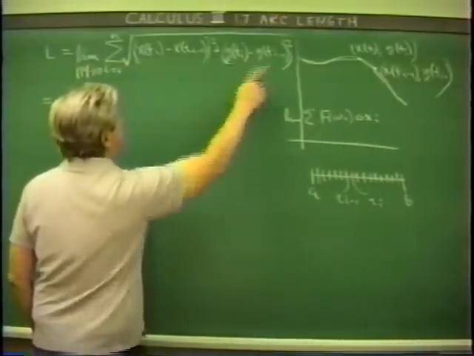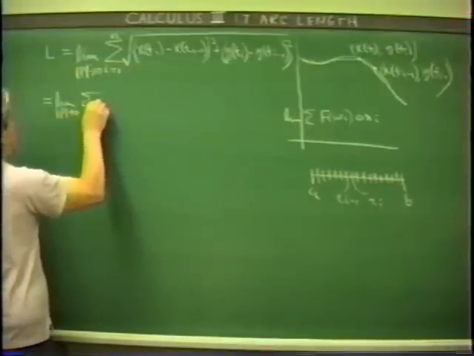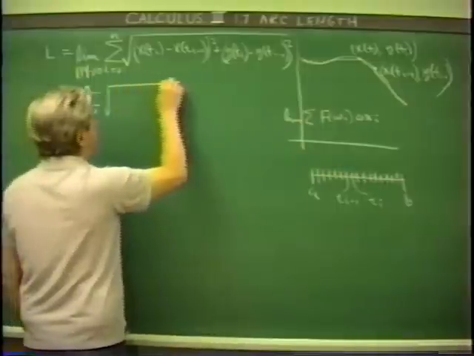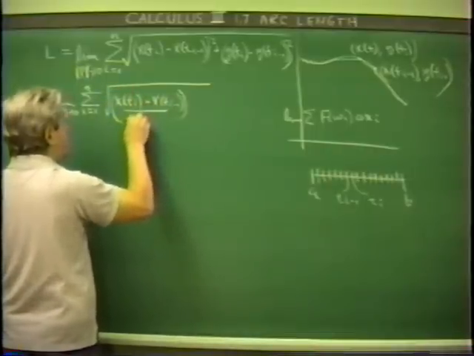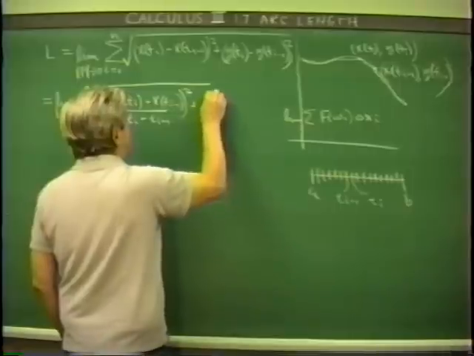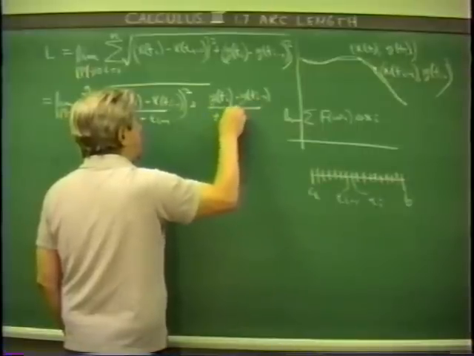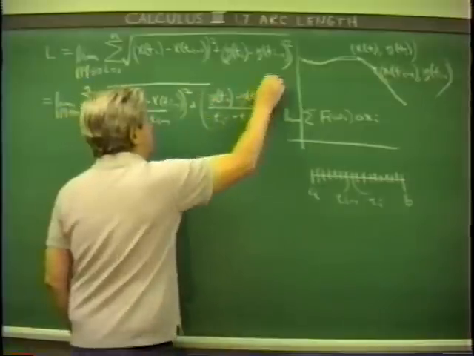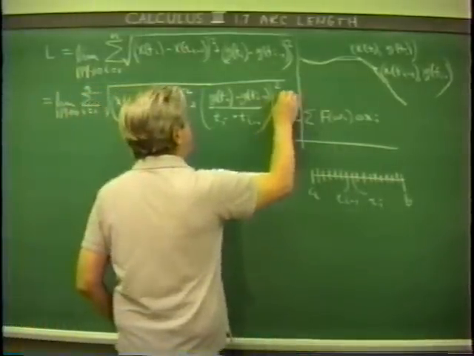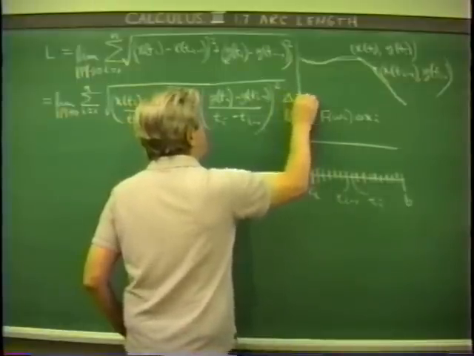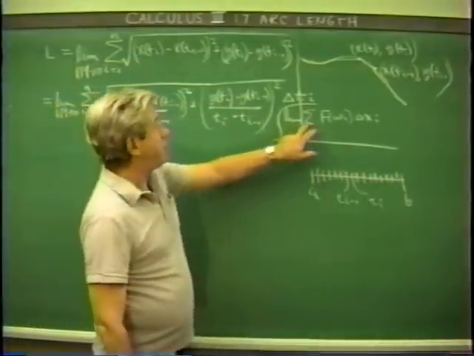If we take this and divide numerator and denominator, or divide this by ti minus 1, and then multiply by ti minus 1, we get this. This is the limit as the norm of the partition approaches 0 of the sum, i going from 1 through n, square root of x of ti minus x of ti minus 1 over ti minus ti minus 1, quantity squared, plus y of ti minus y of ti minus 1 over ti minus ti minus 1, quantity squared. And now we've divided by ti minus ti minus 1 here. We need to multiply by it, and that's to say we need to multiply outside here by ti minus ti minus 1, or delta ti.